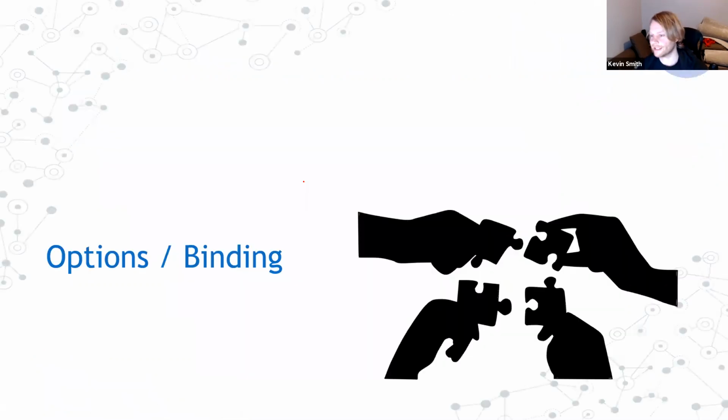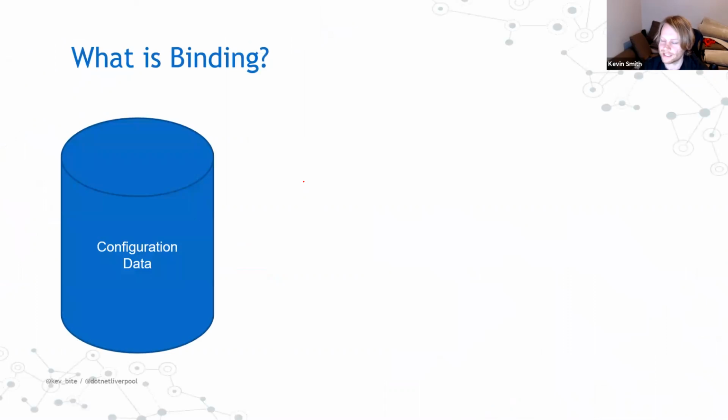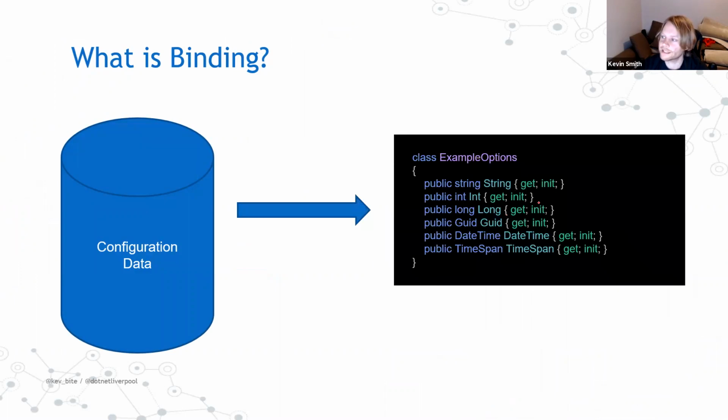So the next section is on options and bindings. This is a way we can take those fundamental building blocks and create them into a nicely typed object. Because we're writing in C#, we obviously want to work with typed objects. So we get our configuration data, which we've declared, which is all just flat keys, and transpose that into an object like this. So we can expect to be able to bind strings, ints, longs, GUIDs, date times, and time spans. And we can also have objects as well. So we can have complex object types.